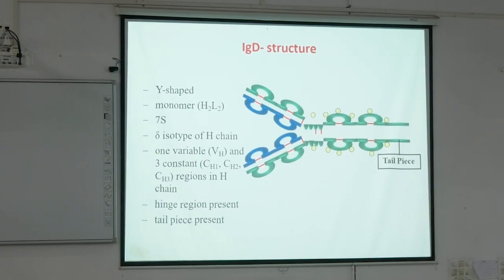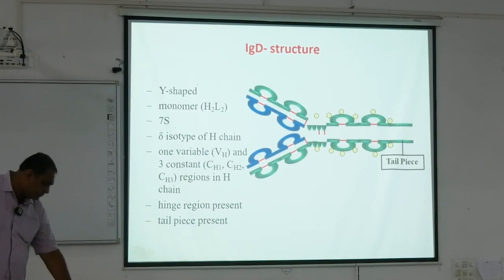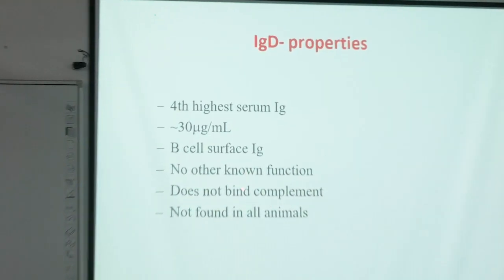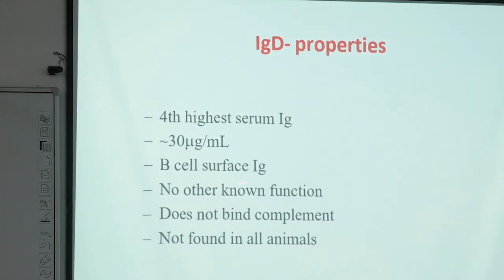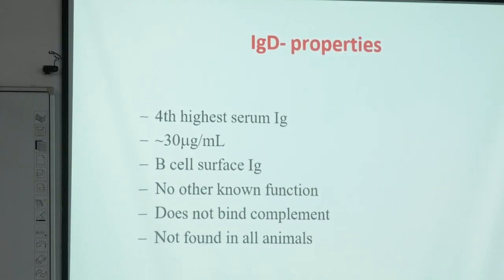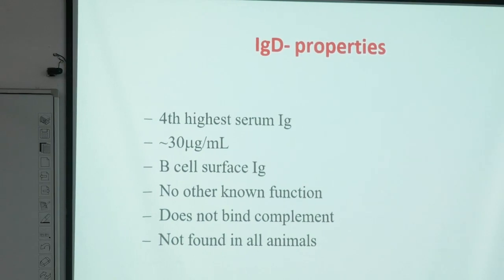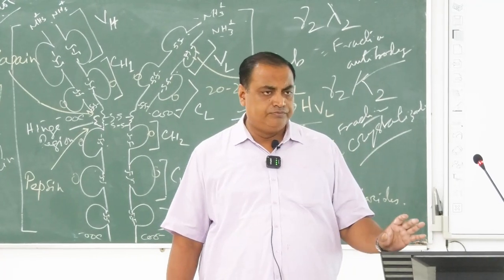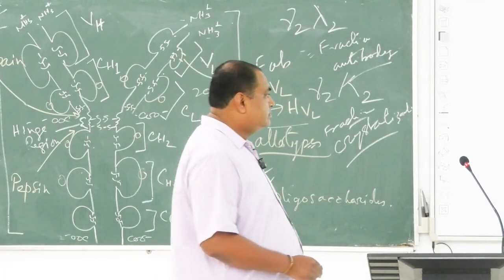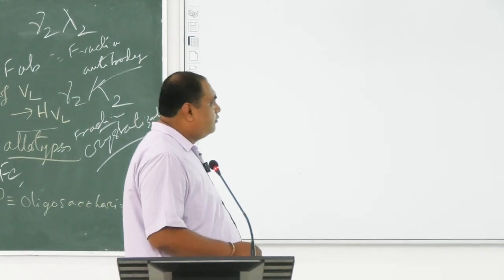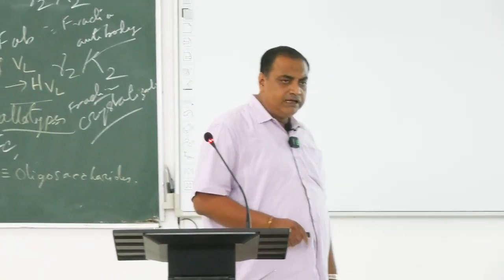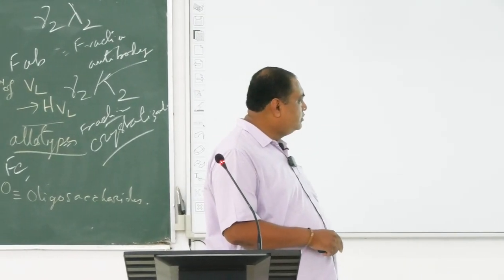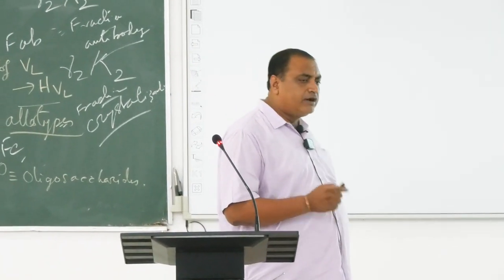IgD provides no other known function. It is found on the surface of B cells. Functions as a cell surface antibody, but what its actual function is, is still unknown. Okay, see, 30 microgram per ml, the 4th highest serum Ig, but still its function is unknown. Does not bind complement, not found in all animals, no other known function.